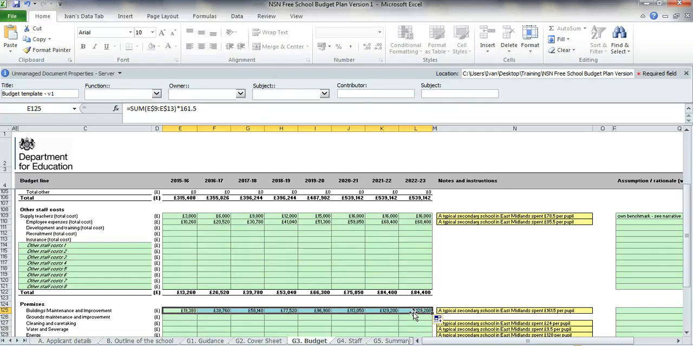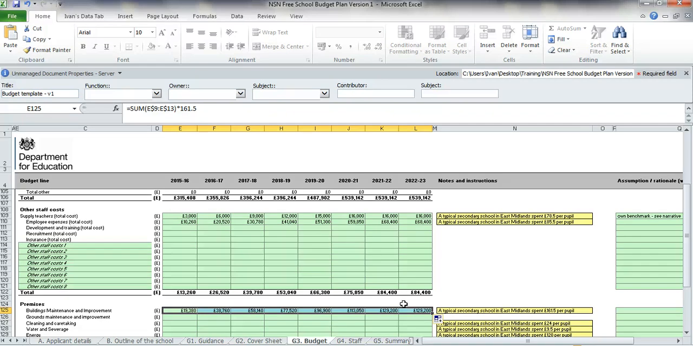However, I know from my experience that the relationship between occupancy and maintenance costs is not linear, so I want to adjust these figures. I checked the DFE figures with other benchmarking, and I'm happy with the cost of £129,000 when we are at full occupancy, so in these 2 years over here, £129,000. But I know that we will need to spend much more than £19,000 in year 1.